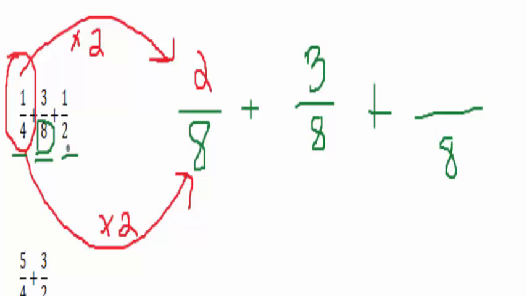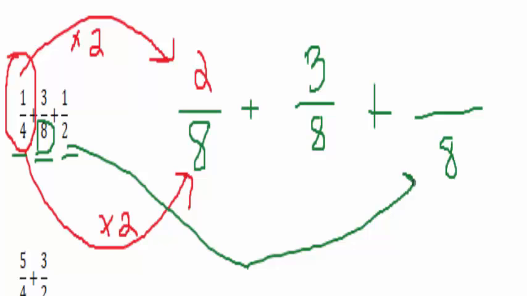Now let's go over to the 1/2. The 2 becomes an 8, and to do that we multiplied it by 4. 2 times 4 is 8.